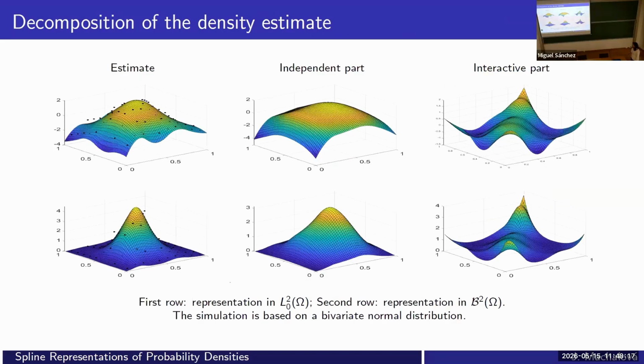Well, here you can see some examples. The first row is in L2-0 space. The second row is in Bayes space. In the first column, you can see the whole density function in L2-0 and in Bayes space. The black dots are the histogram data. In the middle column, you can see the independent part, and here on the right side, you can see the interactive part. And as I mentioned, it's very convenient because we don't have to do any extra decomposition, because we have it immediately from the construction.